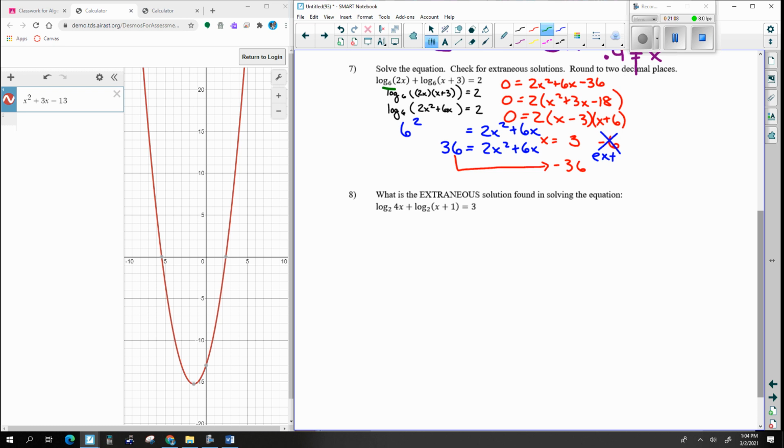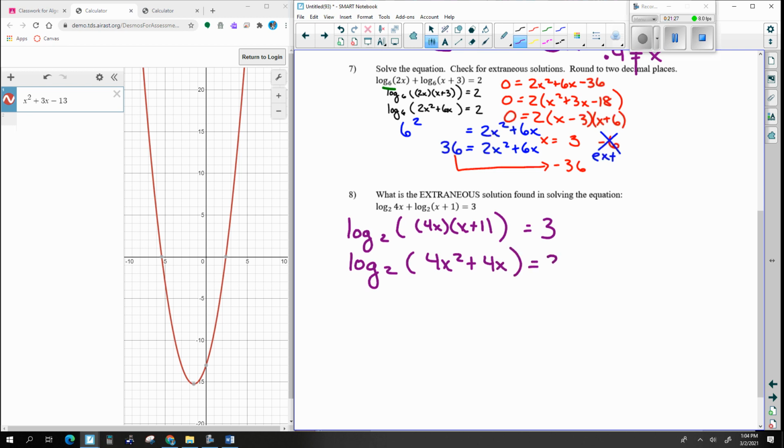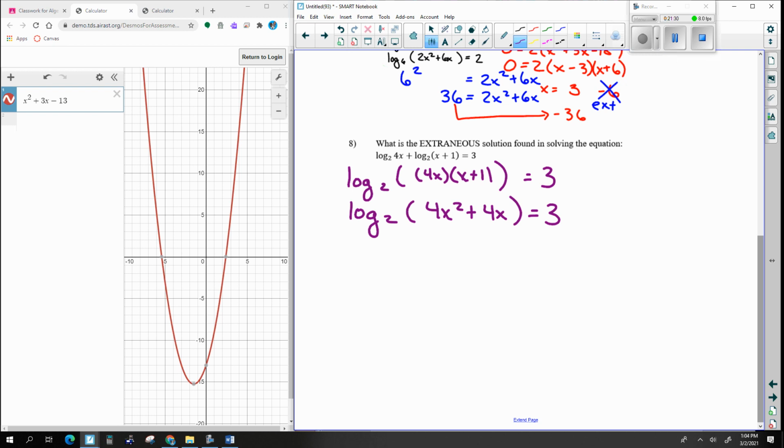Okay, here we go. Addition is multiplication, so this is log base 2 of 4x and x plus 1. Okay, log on one side, rewrite it. So this is 2 to the third is equal to 4x squared plus 4x. Okay, 2 to the third is 8. And so I'm going to subtract that. So 4x squared plus 4x minus 8.